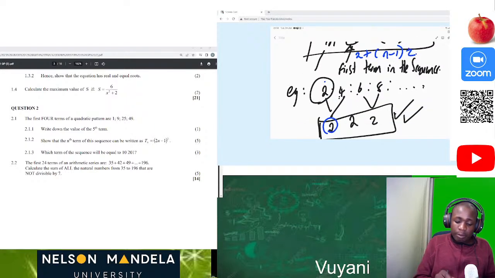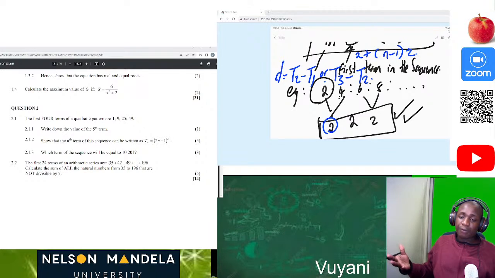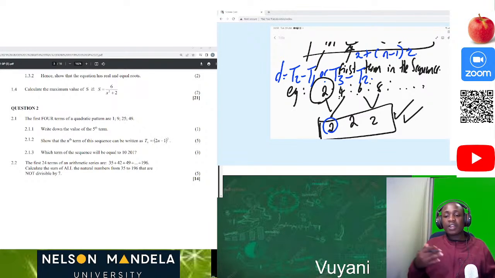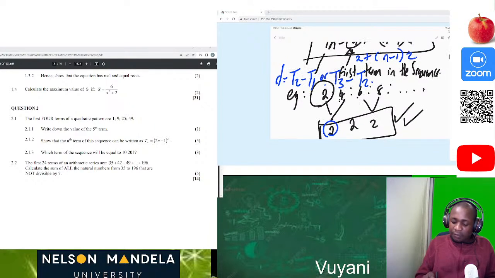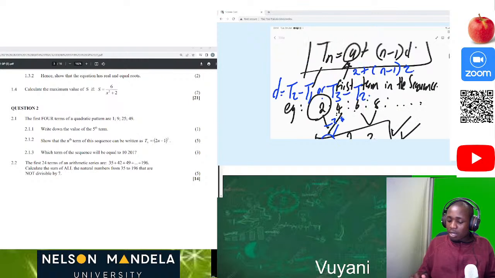How do you calculate the common difference? d is equal to term 2 minus term 1. Or someone can say T3 minus T2, or someone can say T5 minus T4. It just depends on which values you have in your sequence. So in this instance, you can say that 4 minus 2, then we get our 2. So there will be 2.